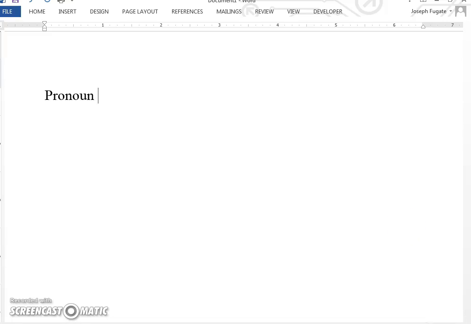So sometimes when we work with pronouns, we encounter what we call problems with pronouns. One of the problems that we have with pronouns is deciding when to use we, the pronoun we, versus when to use the pronoun us.